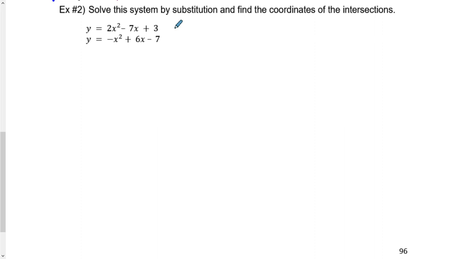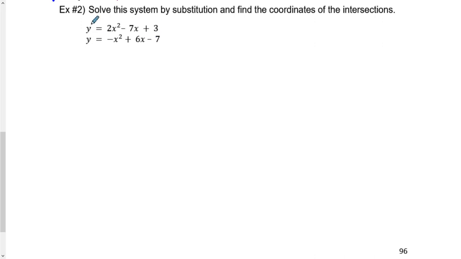Solve this one by substitution. So to solve it by substitution, y equals this, y equals this. So obviously we're looking at two parabolas here. They're two x squareds. This one's a positive parabola, this one's a negative parabola. So they could potentially cross in 3 different ways. Either they would have 0 crossings, they would just touch, or they would cross in 2 different points.